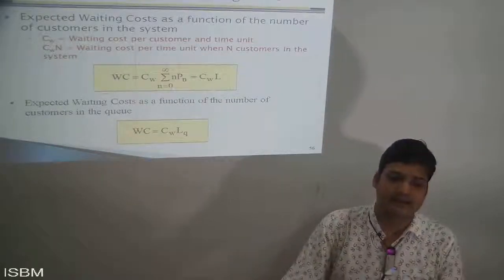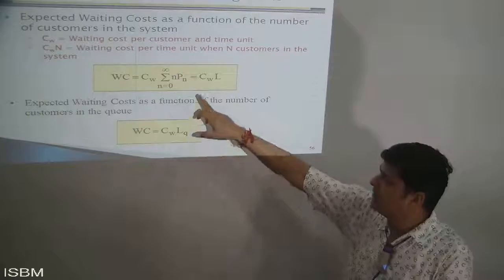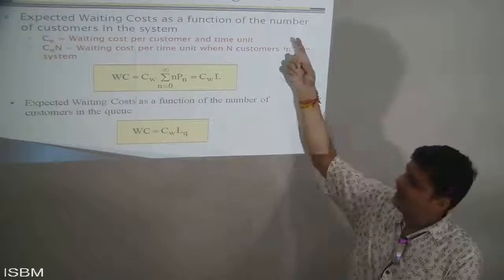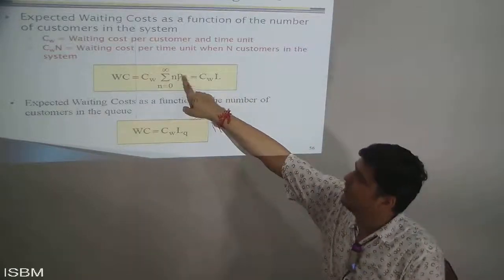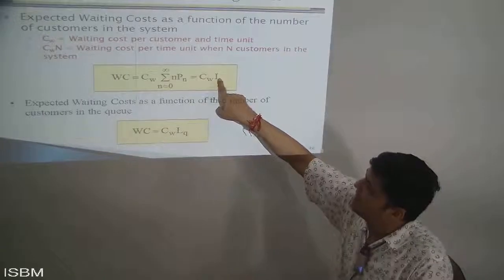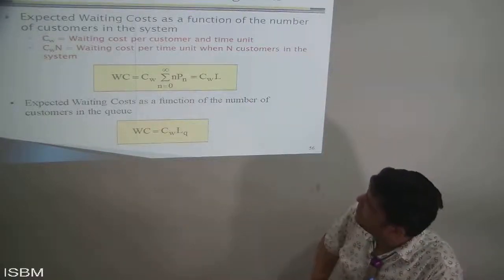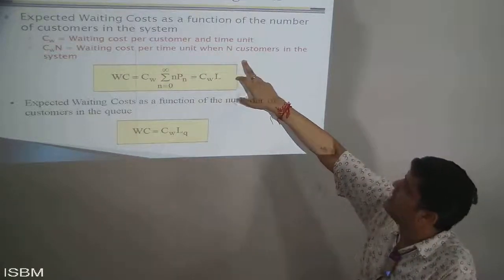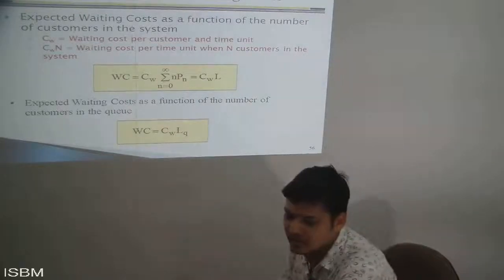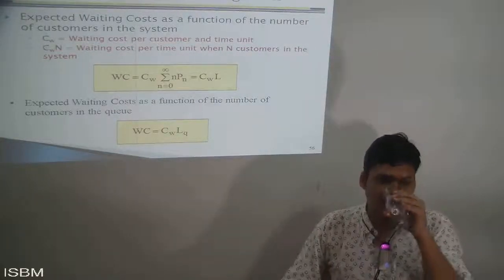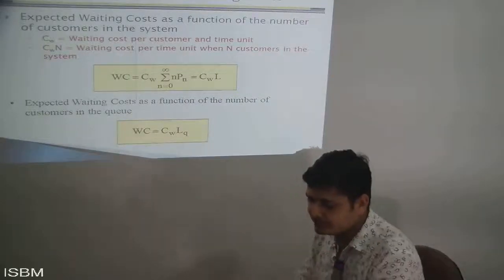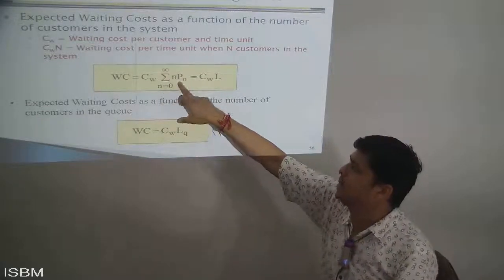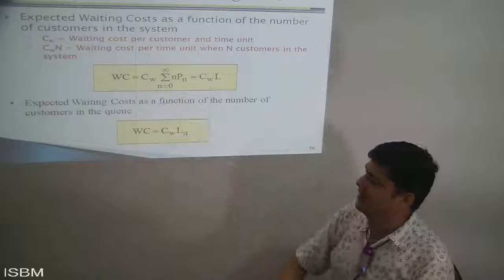Analyzing linear waiting cost. The linear waiting cost is CW, which is the waiting cost per customer and time unit. So the summation of n Pn is L, and CWn is the waiting cost per time unit when n customers are in the system. They have shown it over here. In the previous slide, we saw that the value of L is the summation of n Pn, the Poisson distribution probability, from 0 to infinity.